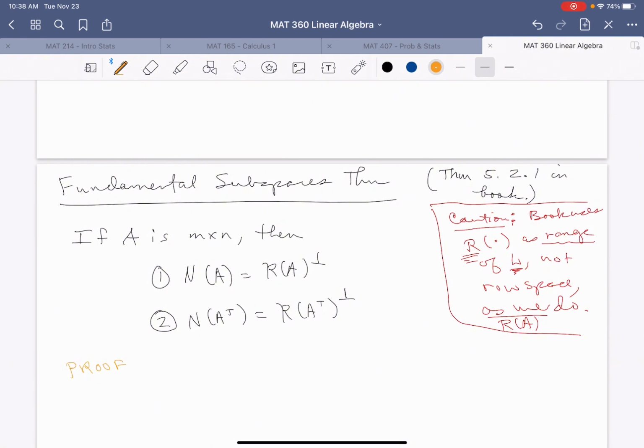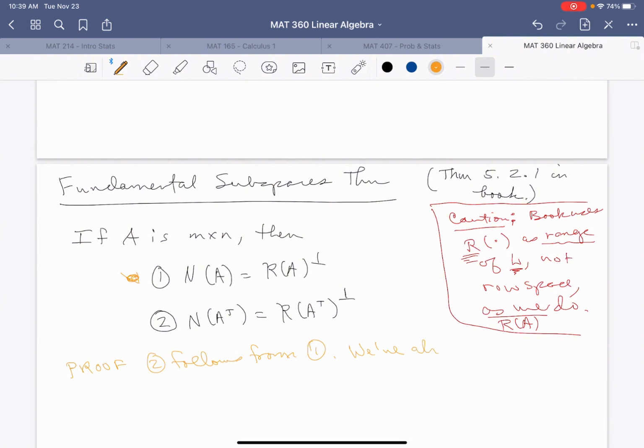So again, in essence, we just need to prove number 1. If we can prove number 1, then number 2 will be true automatically, because A transpose is a matrix just like A is. So in essence, all we have to prove is part 1. So we can just make a note here: 2 follows from 1. So really all we have to prove is part 1.